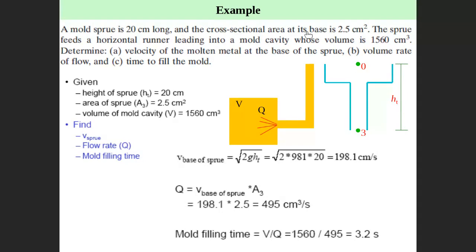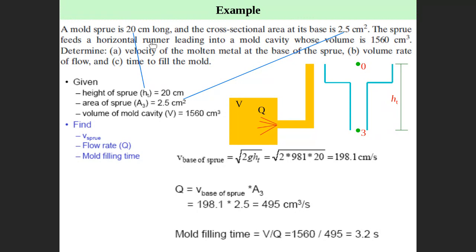The cross-section area at its base, meaning in this area here, is the area 3, A3, equal to 2.5 centimeters squared. So you can see that this is the height HT equal to 20, and this is the area at the base, A3 equal to 2.5 centimeters squared.